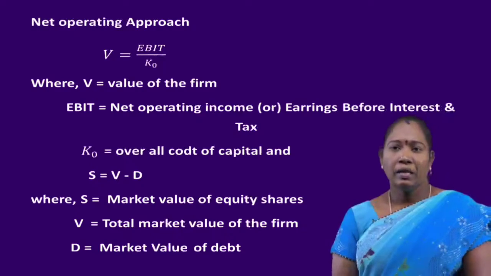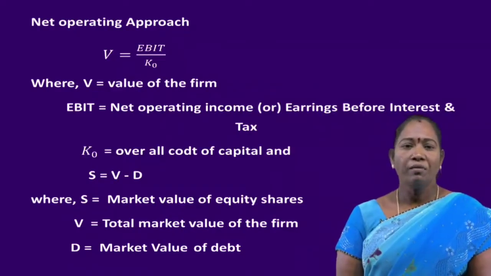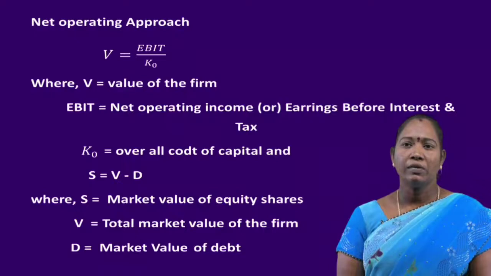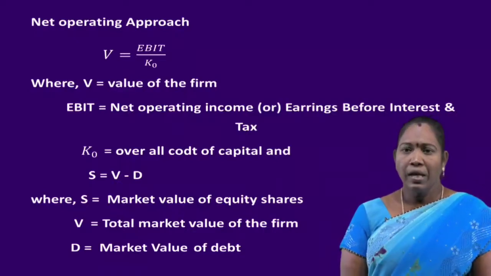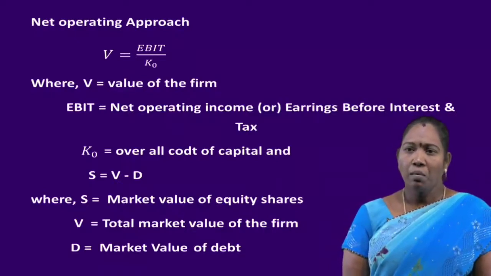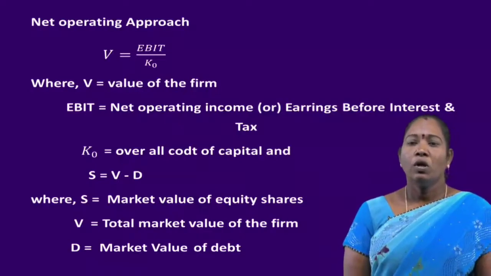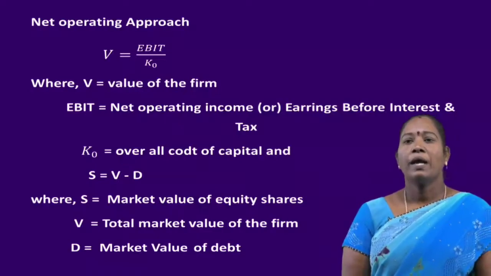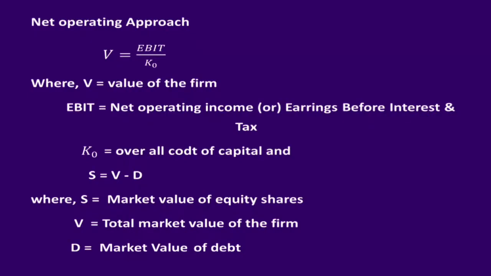Under the net operating income approach, we can calculate the value of the firm by this formula: V = EBIT / KO, where V is equal to value of the firm, EBIT means net operating income or earnings before interest and tax, KO is equal to overall cost of capital. S = V - D, where S is the market value of equity shares, V means total market value of the firm, D is equal to market value of debentures.